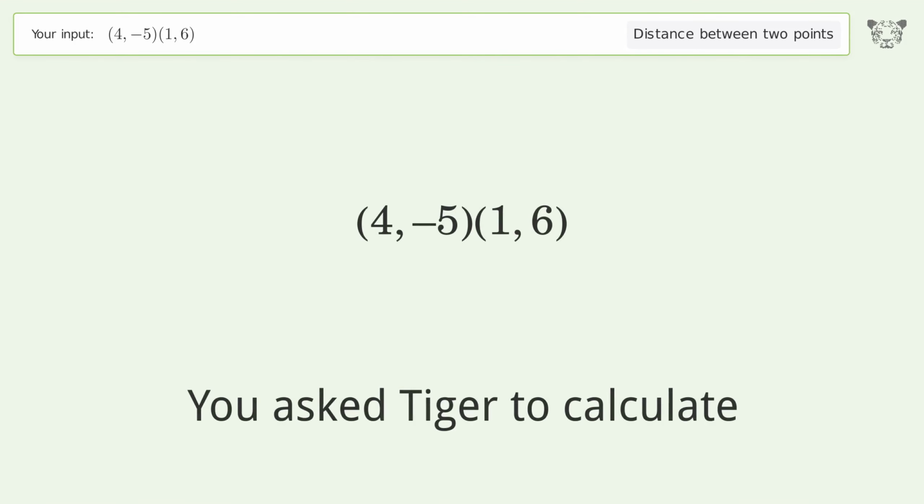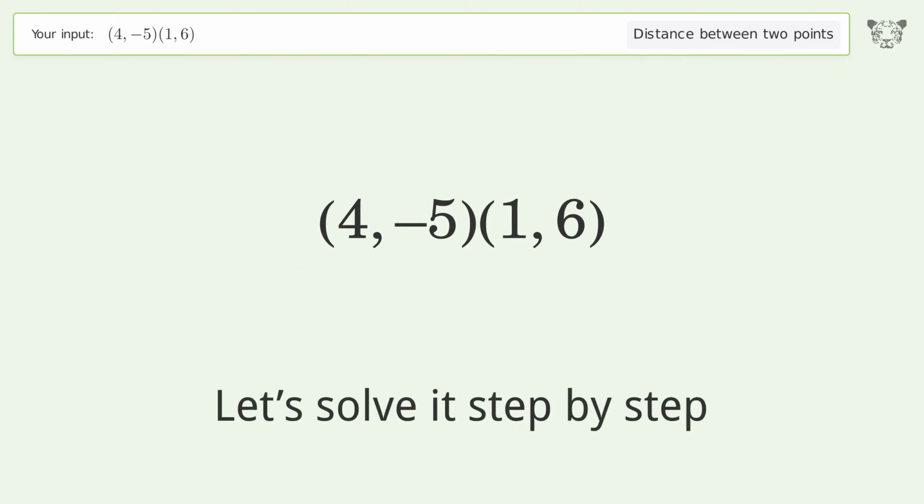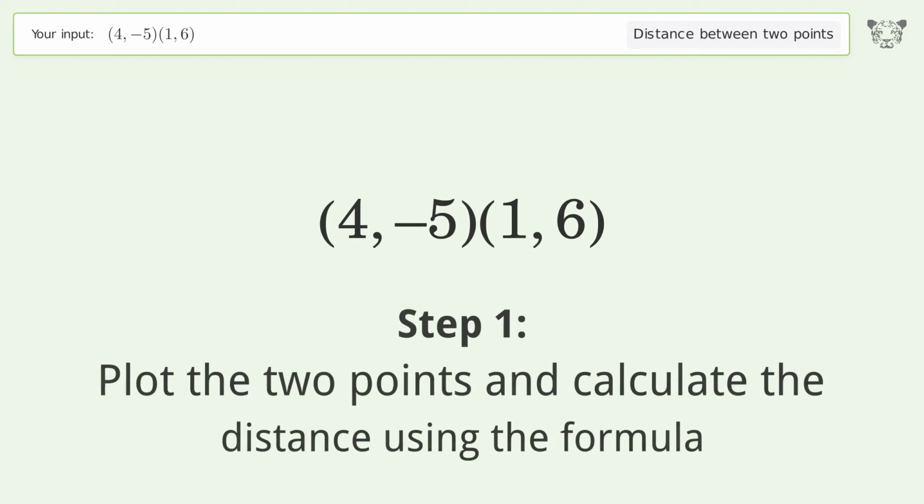You ask Tiger to calculate. This deals with the distance between 2 points. The distance between the 2 points is the square root of 130, or 11.402. Let's solve it step by step. Plot the 2 points and calculate the distance using the formula.